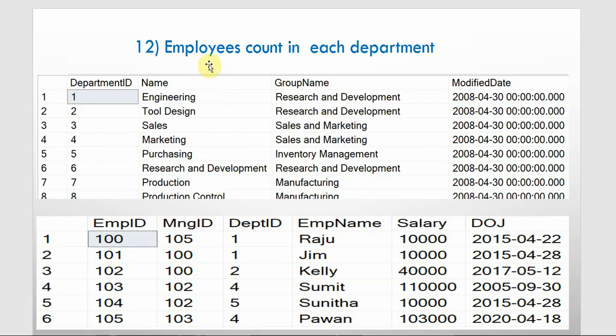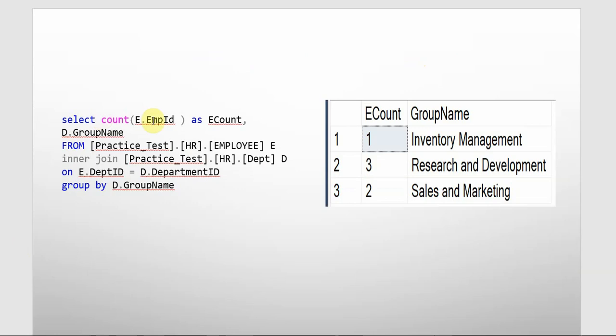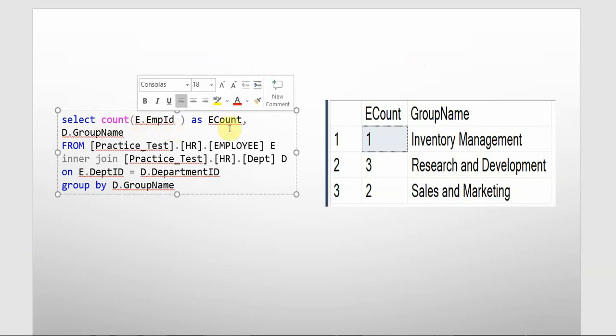Our last question is to get the employees count in each department. For that, we are selecting the count of employee IDs. Here we are specifying the table alias E dot as E count, D dot employee group name, that is from the department table. Here we have the two tables which are inner join using the department ID and group by D, that is the department tables group name column. So here we get all the employee count based on the group names.